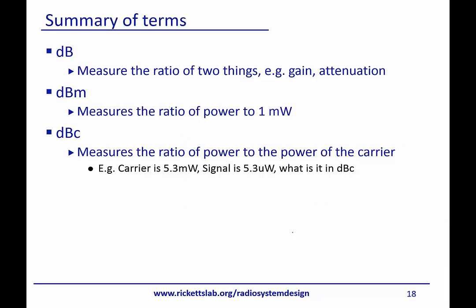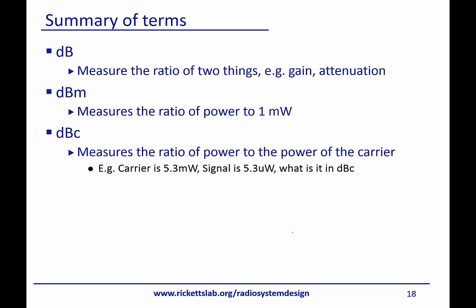I got a quick summary here just to get you on the same page. dB measures the ratio of two things, such as gain and attenuation. Once again, in RF, we generally do this in terms of power. dBm gives you an absolute measurement, and we reference it to 1 milliwatt. And I just wanted to give you one more example that helps you understand the naming convention here.